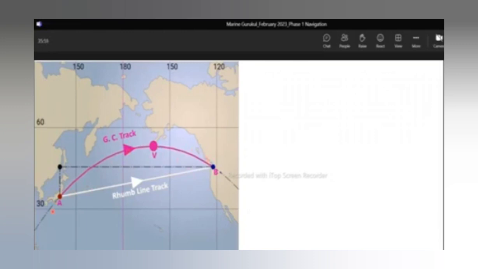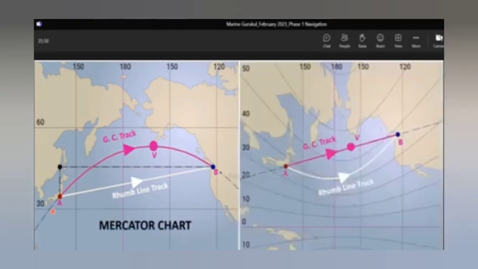How would these two tracks look on a gnomonic chart? Let's look at that. Now here we have how it would look on a gnomonic chart. On a gnomonic chart, it's polar gnomonic. The GC track would be a straight line and the rhumb line track would be a curved track. So hope these two comparisons also bring in clarity.